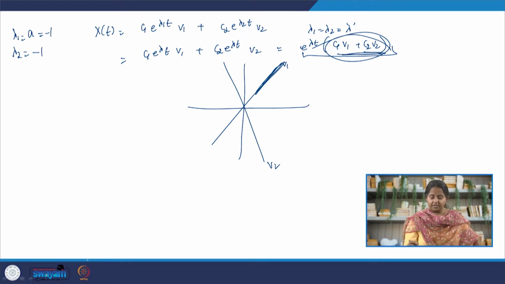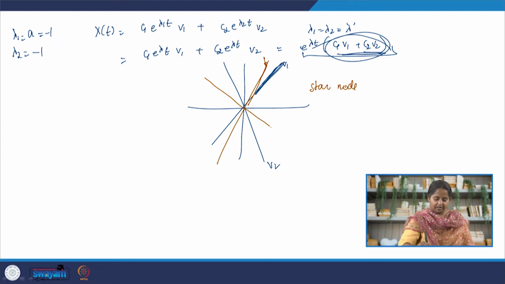So what it looks like is, let's say this is your initial value, then connect this to your fixed point and lo and behold, this is your new eigenvector. Any initial point on this line will follow this eigenvector. That's why we end up getting something like a star node. I didn't explain this in the previous lecture and I wanted to make sure that you understand the logic behind why we get a star node when lambda 1 is equal to lambda 2.